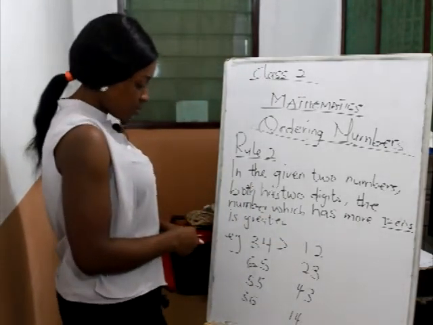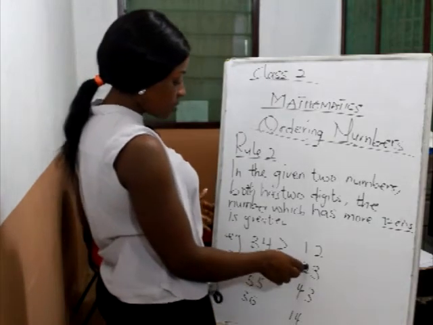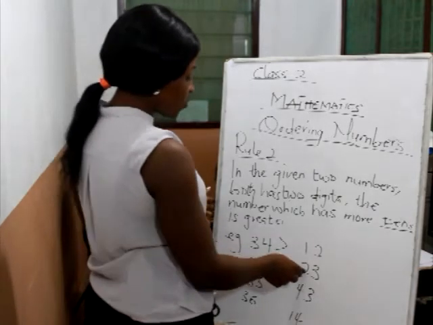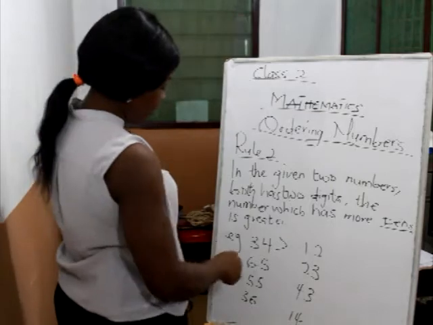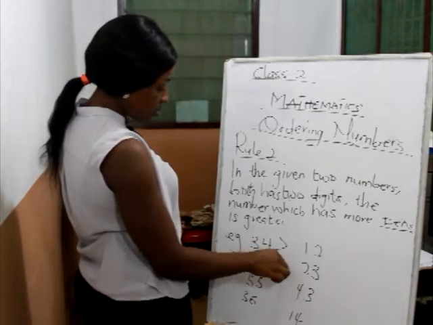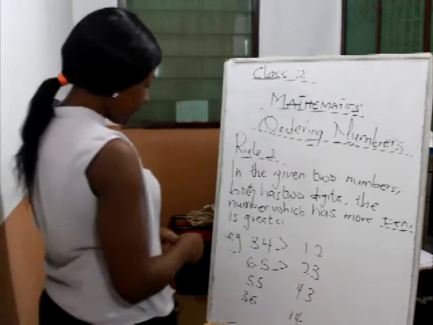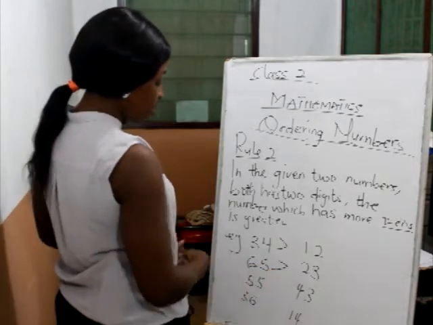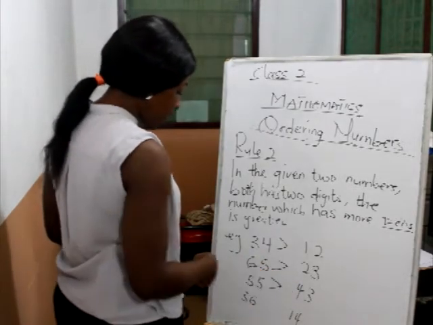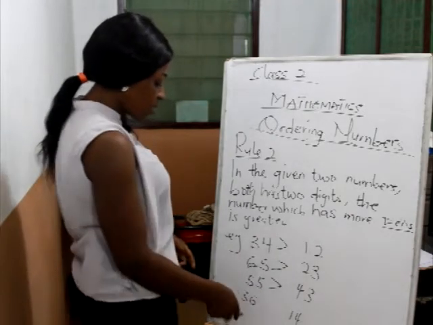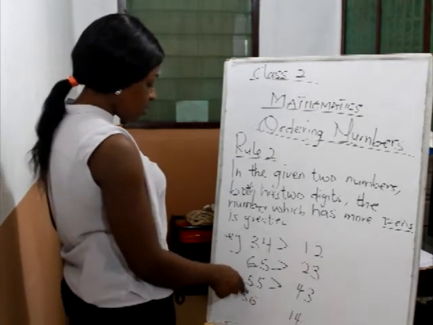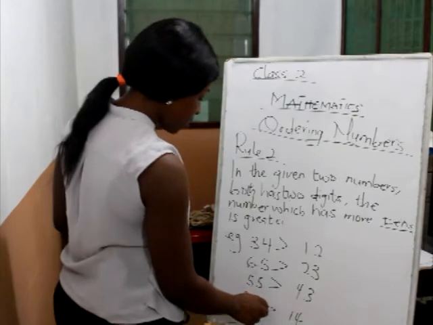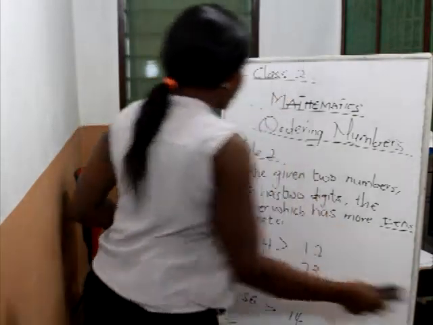The second example, 65 and 23. 65 has 6 tens and 23 has 2 tens. So it means 65 is greater than 23. 55 and 43. 55 has 5 tens, 43 has 4 tens. So 55 is greater than 43. 36 and 14. 36 has 3 tens, 14 has 1 ten. So 36 is greater than 14. So let's look at the third rule.